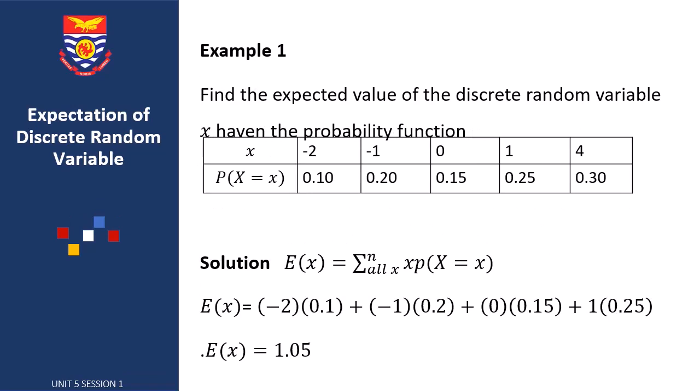So let's deal with Example 1. Find the expected value of the discrete random variable x that has the following probability function. We have the random variable x assuming the values -2, -1, 0, 1, and 4 from the table. And each value has its corresponding probability. For example, the probability of -2 is 0.10. The probability of -1 is 0.20, and it continues that way.